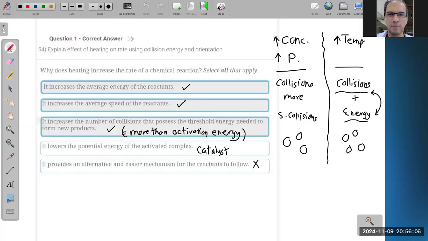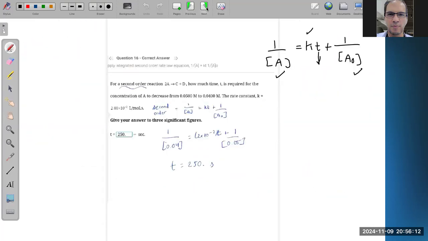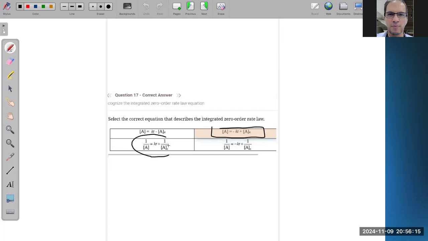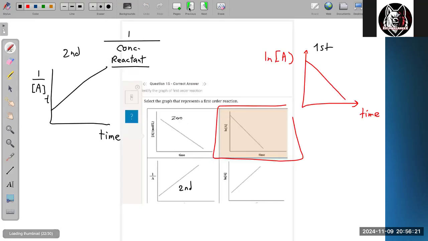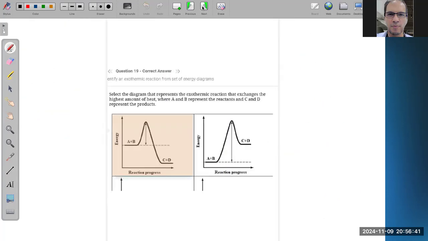Thank you, Yassine. And there's something else I forgot to say. It's k plus 1 over A, right? Okay, and there's one more thing, Nadine. What is that? The slope, don't forget the slope also. So the graph, the unit, the law and the half-life, and the slope: you have to know the slope. The slope for first order is negative k. The slope of the second order is k, positive k.